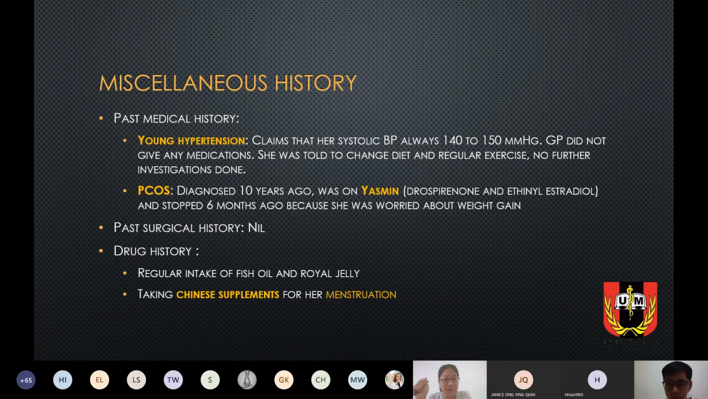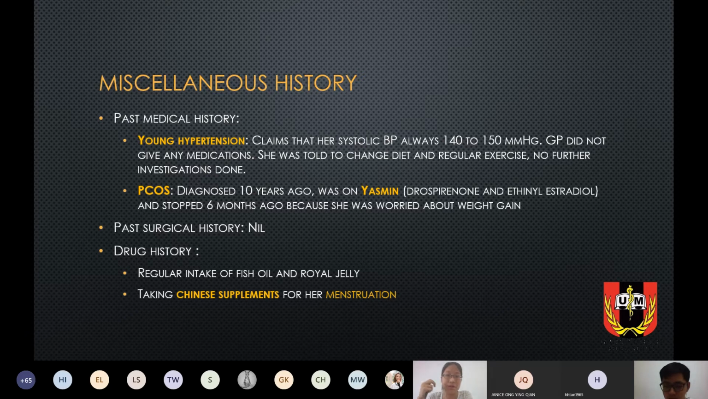Our second differential diagnosis is cerebral venous thrombosis, correct? Do you think she has got a risk factor for cerebral venous thrombosis? I would say yes because of the OCP use. Yeah, but she has actually stopped for 6 months already. So not sure whether it's relevant here, but likely not if it's 6 months. But look at your last sentence in the drug history. She's also taking some Chinese supplements. We're not sure what's the content inside that.